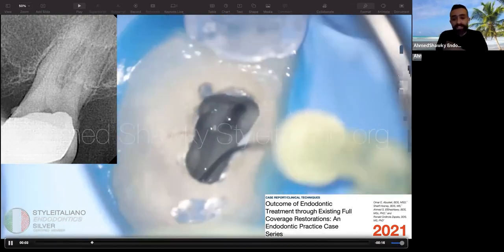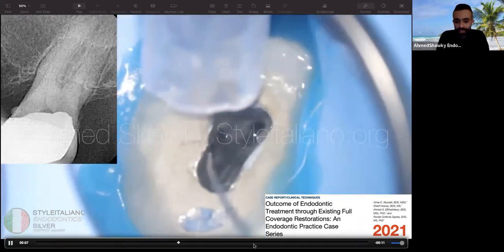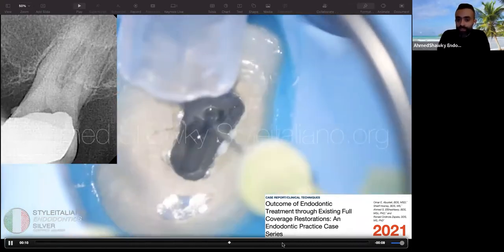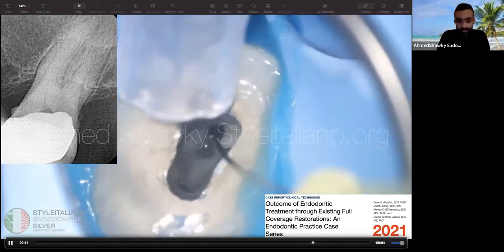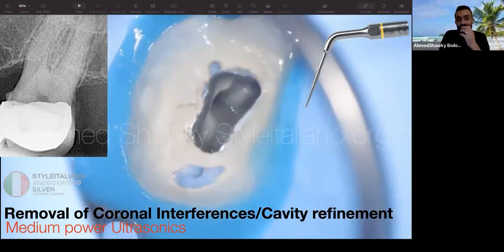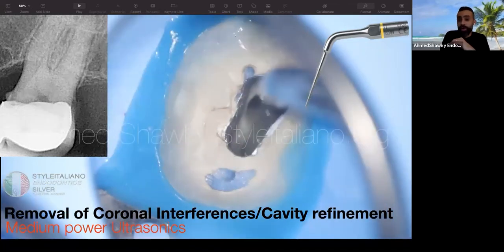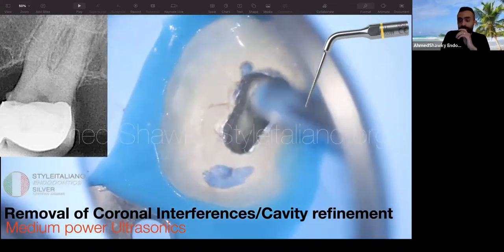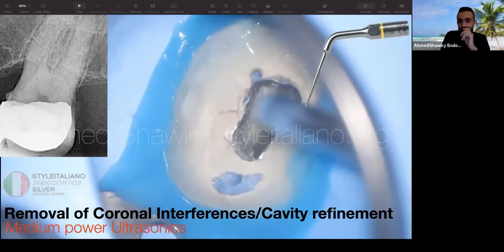We are suspecting the presence of an MB2, very tiny and notorious MB2. And we need to negotiate because we cannot leave behind any casualties. So first of all, we need to relieve the coronal resistance. The coronal resistance is not only about the triangle. Sometimes we have overhanging walls and roof. So the best is to use the ultrasonics. We'll discuss it later about the medium power ultrasonics.